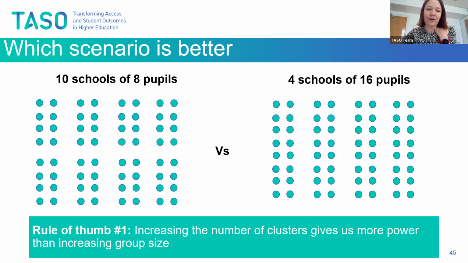This is because of a first rule of thumb for variation in cluster RCTs, which is that increasing the number of clusters, so the number of schools, gives us more power than increasing the group size. So 4 schools with more pupils is not actually better than more schools with fewer pupils.